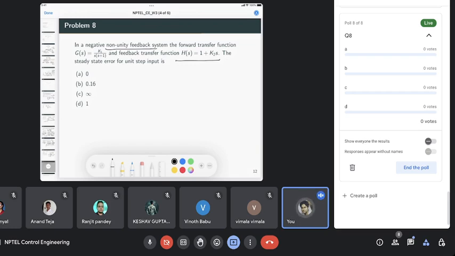One hint: you can transform a non-unity feedback system to a unity feedback system. You can type in the poll, and then we will discuss. That scenario is only applicable for what? If you remember, unity feedback, right? It's not a unity feedback system. H(s) is not 1.